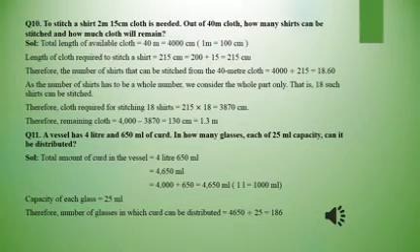Capacity of each glass is equal to 25 milliliter. So what do we have to do? We have to distribute 4650 milliliters into glasses, each of capacity 25 ml. So how many glasses would we require? This can be calculated by dividing 4650 by 25, which is equal to 186. So we require 186 glasses to distribute 4 liters 650 ml of curd, and each glass is a capacity of 25 milliliter.